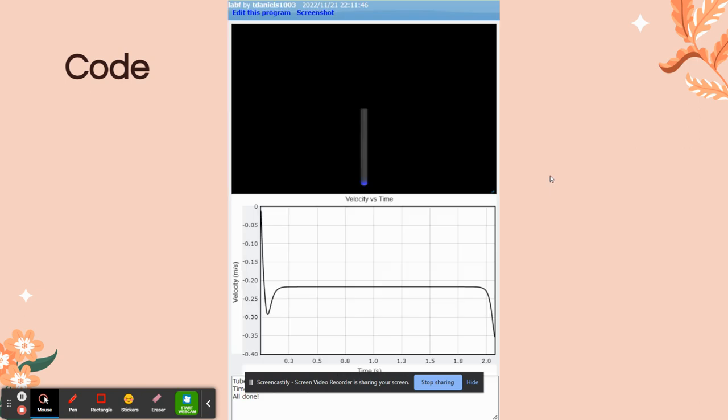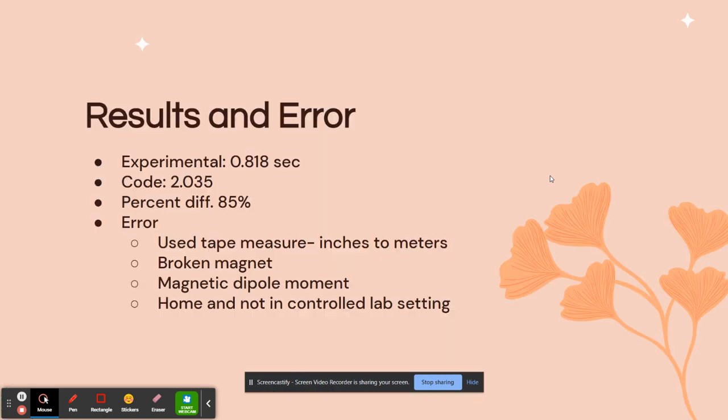Here is an image of the code, the overall graph, and the overall time that it took. And this is at the end of the magnet falling. So the results. Experimentally, we found that it only took 0.818 seconds, while the code took 2 seconds, which creates a percent difference of 85%.